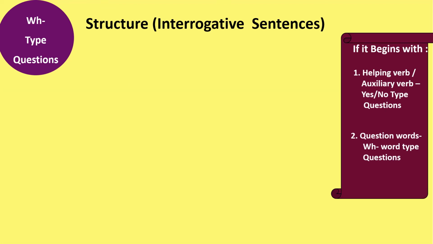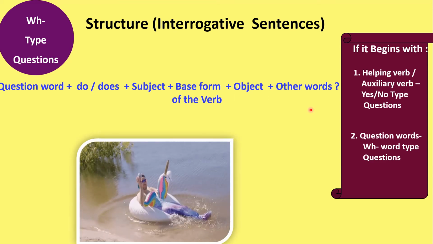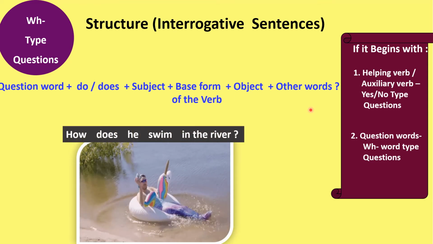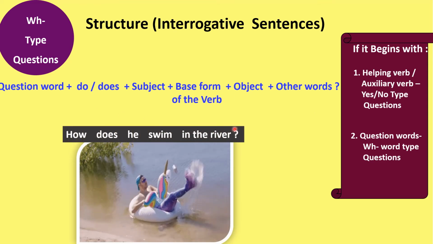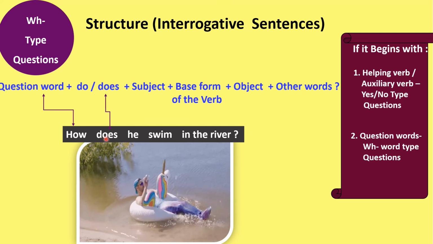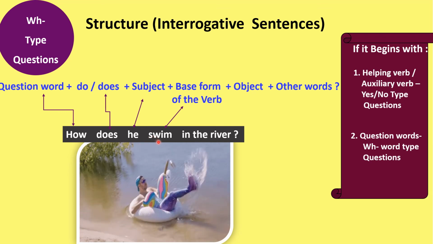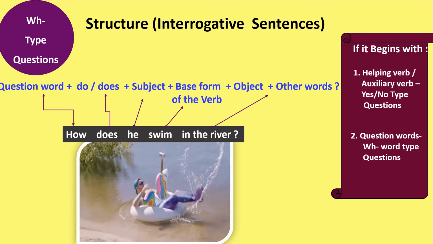Now WH type question. Begin with a question word, followed by do or does, subject, base form of the verb, object and other words. Let's look at this picture. How does he swim in the river? So let's check whether it falls into the structure. Question word is how. Do or does, I've made use of does. Subject word is he. Base form of the verb swim and the other words in the river.